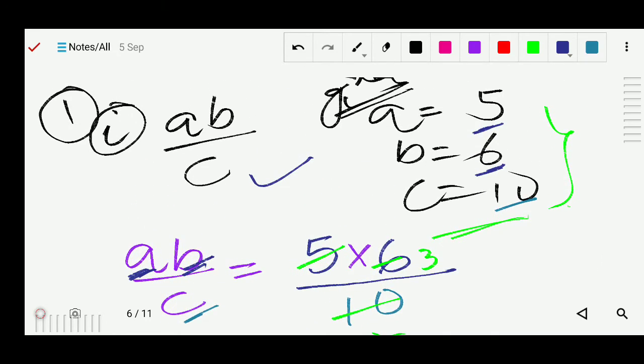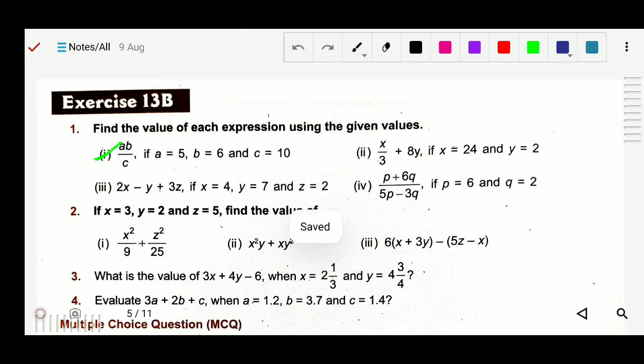So we only substitute the values of the given variables and solve it. Okay. Now we will solve the next question here. Here I will solve this one. p plus 6q by 5p minus 3q, if the value of p is 6 and the value of q is 2. Okay, let's solve this question.